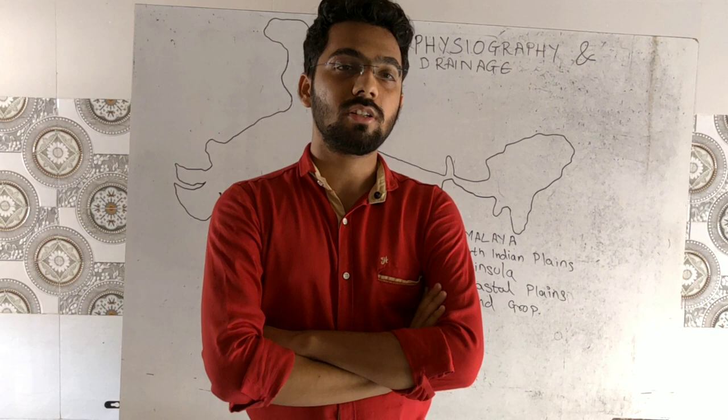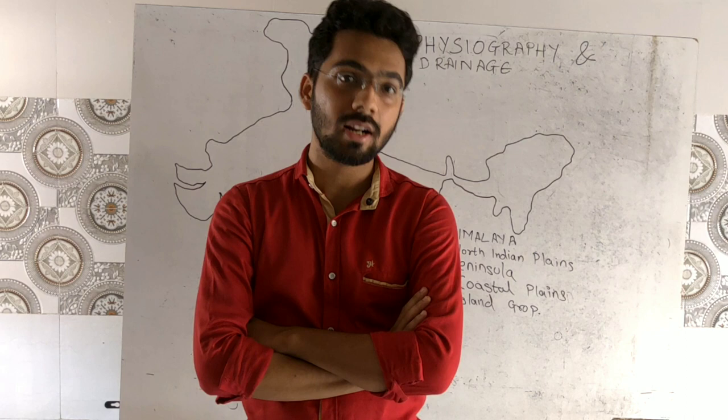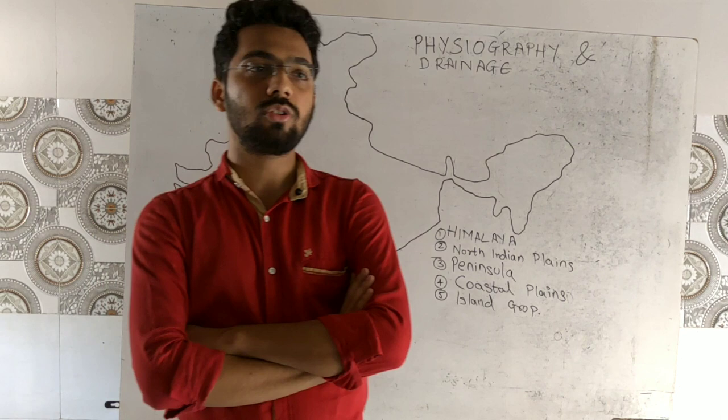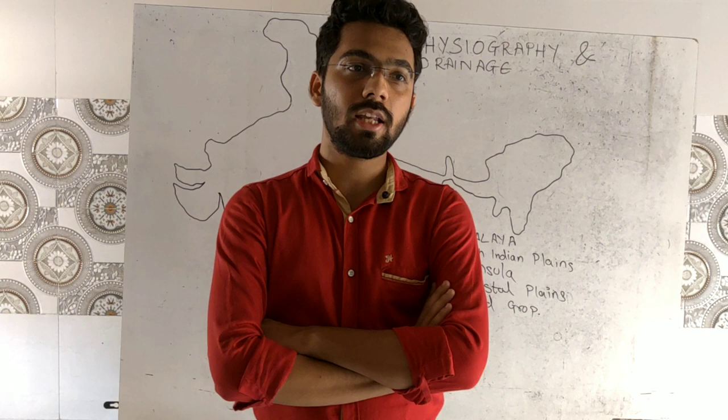So the basic thing: physiography means the physical feature, the physical structure of the land, and drainage pattern means how the rivers flow from our country towards the ocean or the sea. This is how we are going to start. First of all, we are going to start with India. For this chapter, we will have two videos: first, India's physical feature and drainage, and second, the Brazil physical feature and drainage.